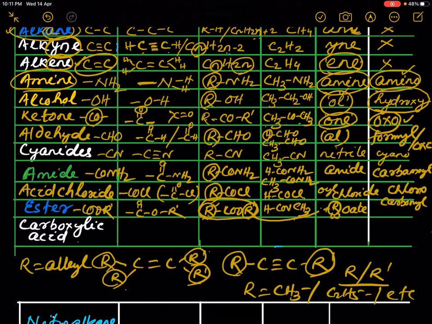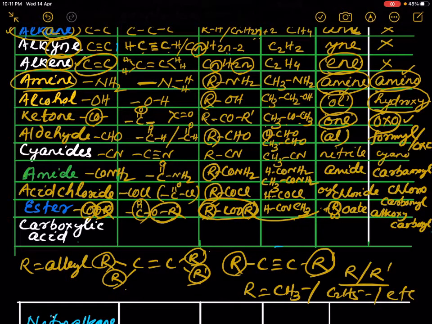And for this ester, the prefix is alkoxycarbonyl. This OR is alkoxy, alkyl, and this oxygen is alkoxy, and this CO is carbonyl, so alkoxycarbonyl.